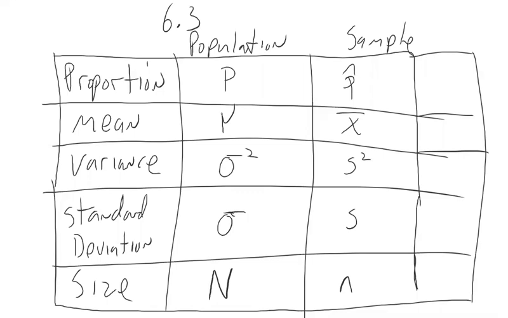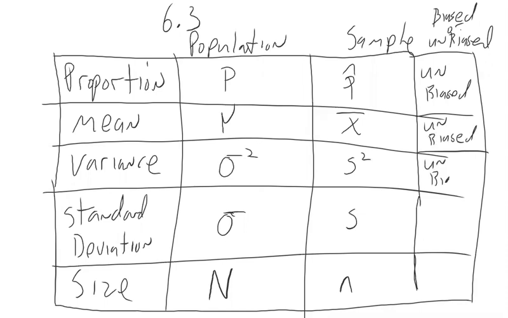Now what 6.3 is, so this is what I already gave you. 6.3 is this little piece right here. Biased or unbiased. And 6.3 proves all of this. This one is unbiased. This one is unbiased. This one is unbiased. And then this one is biased. And this is just a size, so it doesn't really mean anything.